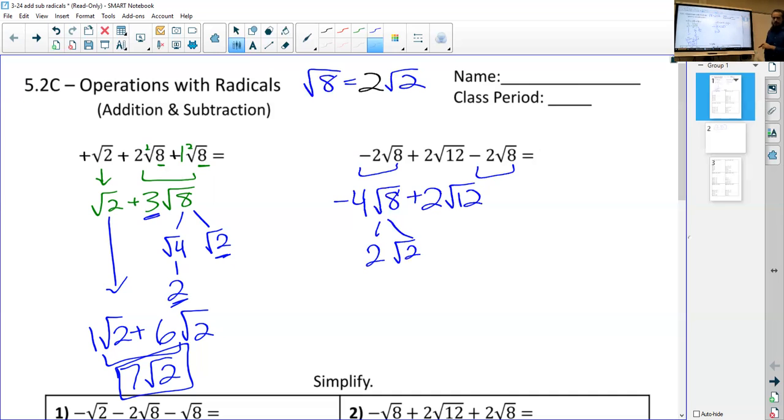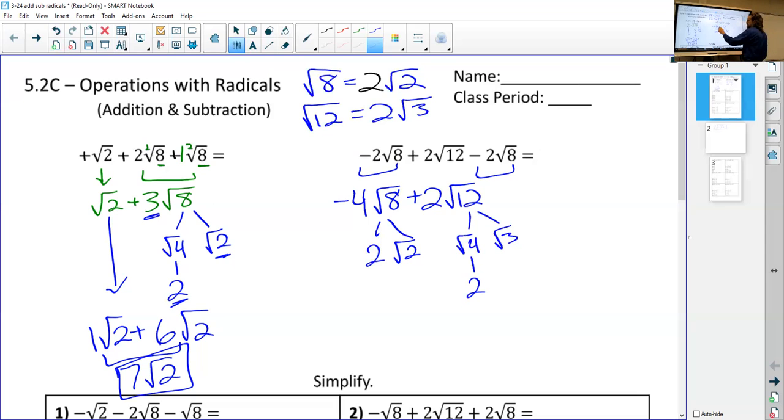You might want to just write that down somewhere, that the square root of 8 is 2 times square root of 2. Then the square root of 12, well, this is the square root of 4 times the square root of 3. Square root of 4 is still 2. So the square root of 12, I would write this one down as well, is 2 times the square root of 3.